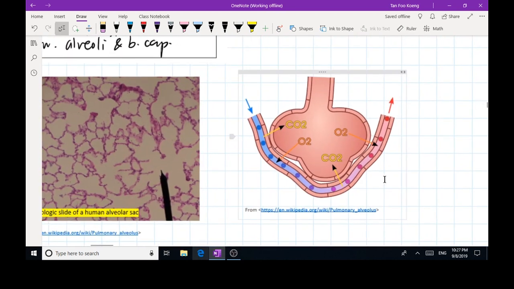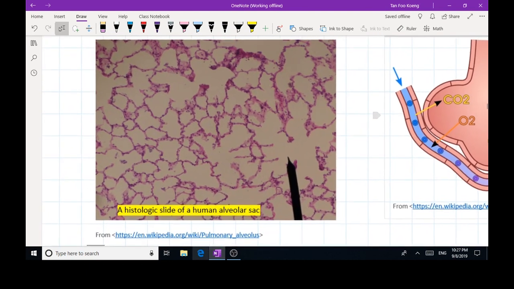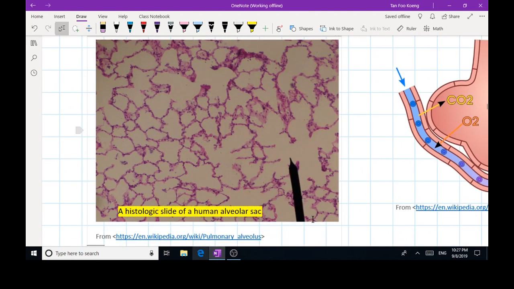Now, this is another diagram just showing the proximity, how close the alveolus is to the blood capillary. The blood capillary is also one cell thick, and the wall of the alveolus is also one cell thick. So that's why gaseous exchange can take place easily, based on the concentration gradient. And then this is another view of our alveolar sac, extracted from Wikipedia. As you can see here, these are the alveoli, and these are the walls of the alveoli, which allow the diffusion of gases to take place.